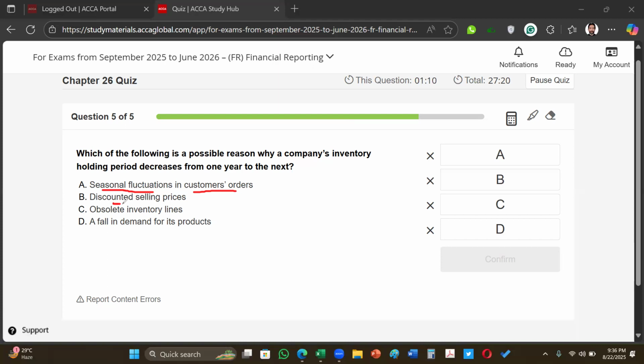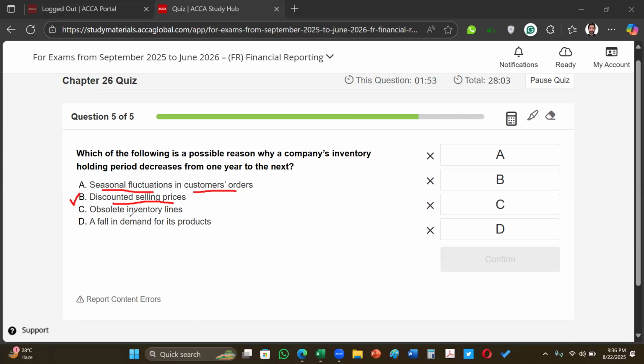Discounted selling price. What will happen to the sale of the inventory if we reduce the prices? Any ideas? Inventory will sell fast. Exactly, the inventory will sell fast, and we will have a decrease in the inventory holding period, and that is the final answer. We reduce the selling price, people are going to come and buy the products quickly, and we are going to hold inventory for a lesser period. That will result in a decrease in inventory holding period.